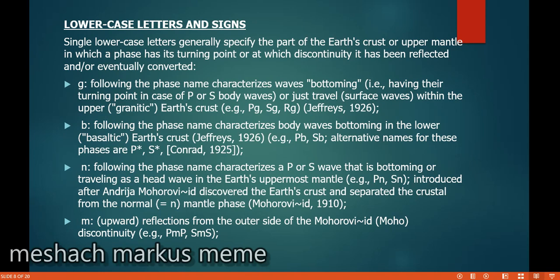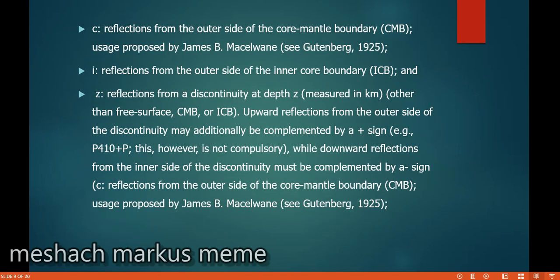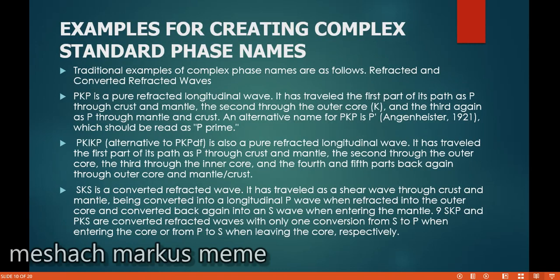And we have m, upward reflection from the outer side of the Mohorovicic discontinuity. This is a boundary of discontinuity that was observed by a great scientist when recording the motion of an earthquake about 100 kilometers, I think, away from the source. And we have c, we have i, we have z, and so on. We also have examples for creating complex standard phase names.